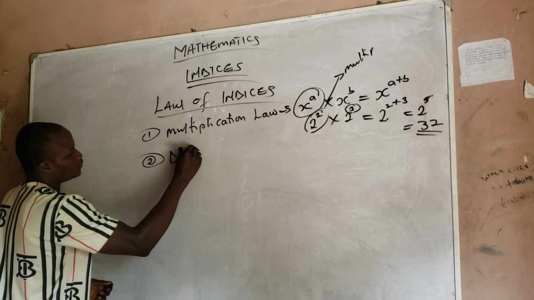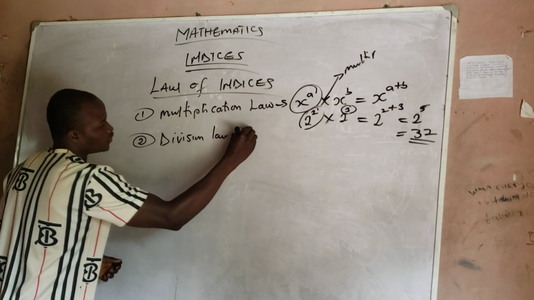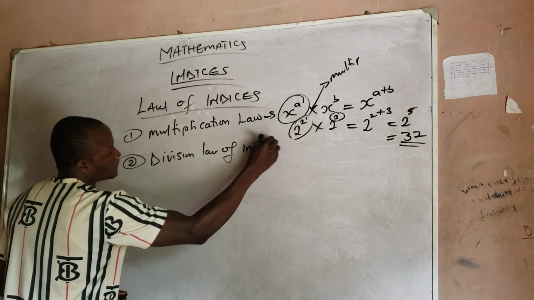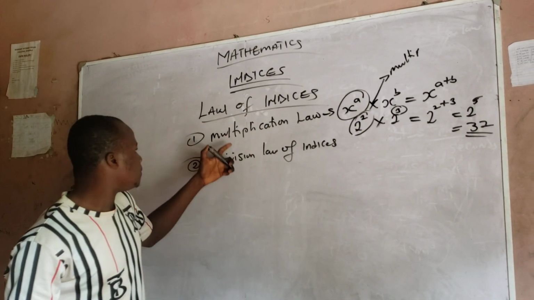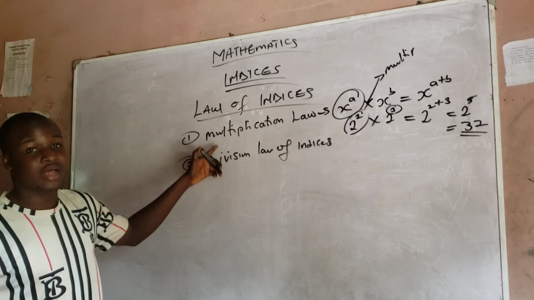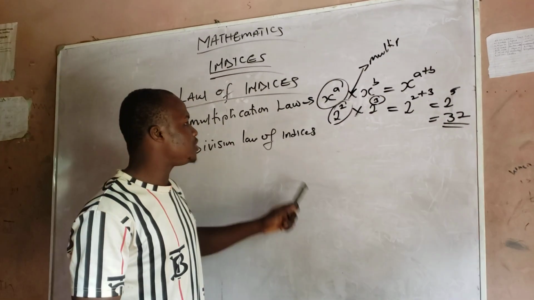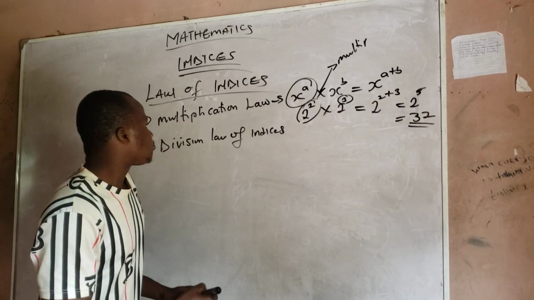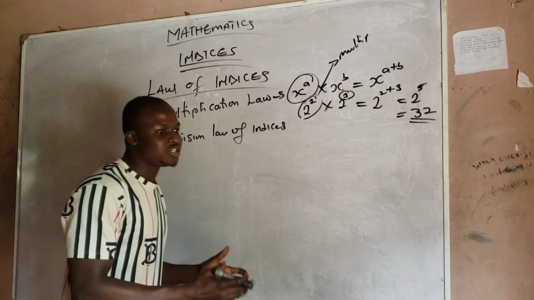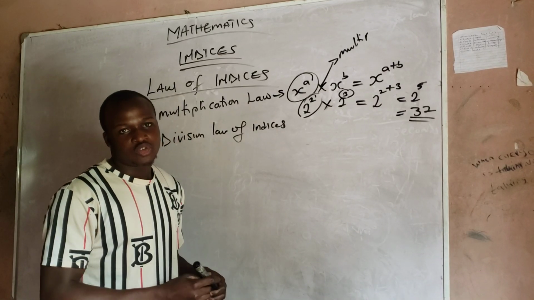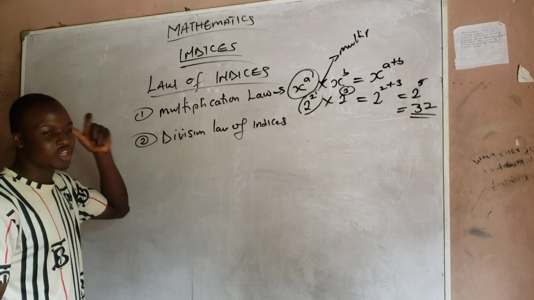Division law of indices. So this multiplication law and division law are similar, but the sign is the one that differs. When we are dealing with division law of indices, we are dealing with the division sign. When the division sign is connecting numbers of equal base, that is when we apply what? Division law of indices.